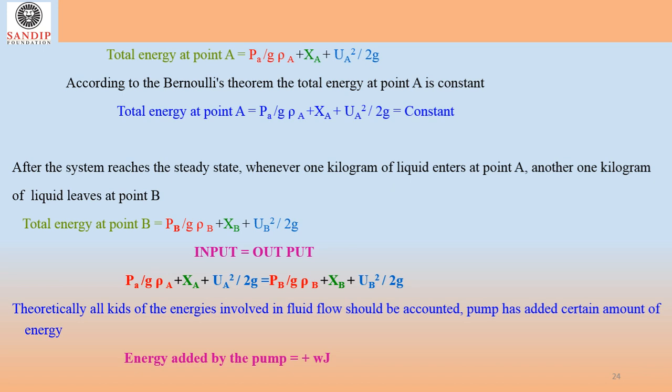So the total energy at point B is calculated by simply changing A to B: PB divided by G rho B plus XB plus UB square divided by 2G. Input is equal to output, so let us equate these equations. Theoretically, all the kinds of energy involved in fluid flow should be accounted for. The pump has a certain amount of energy, and the energy added by the pump is W.